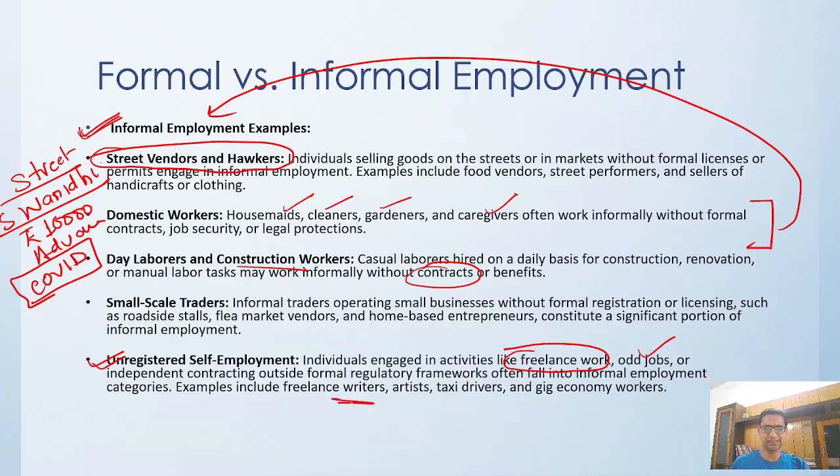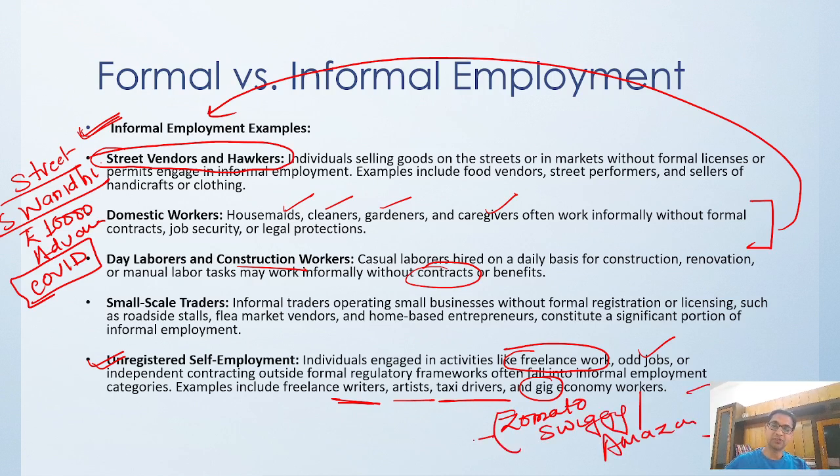You can see that writers are there, artists, taxi drivers, the gig economy, you know, Zomato, Swiggy, Amazon, Flipkart delivery agents, those people who come to your house to deliver, they are called gig workers. They don't have proper working conditions or contracts, they are getting paid only for how many orders they deliver, rest everything is on them.